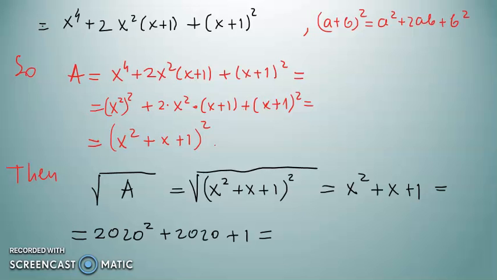We just have to calculate this on a calculator, for example, or we can do that on paper. 2020 squared plus 2020 plus 1. And this is exactly 4,082,421.